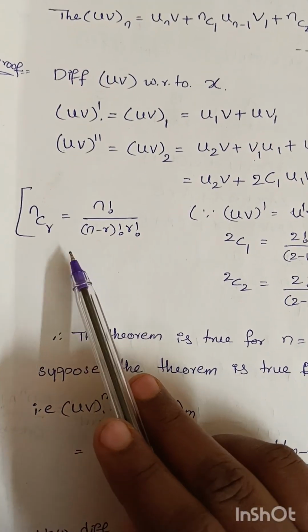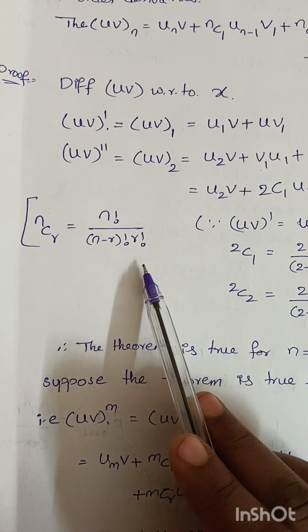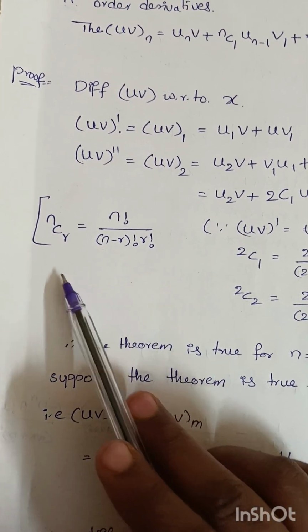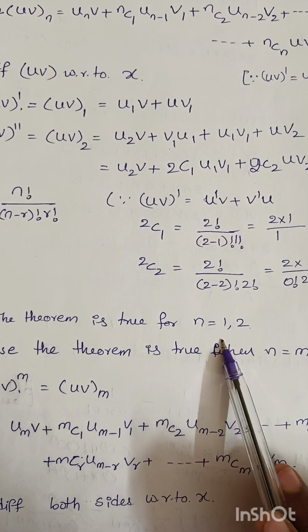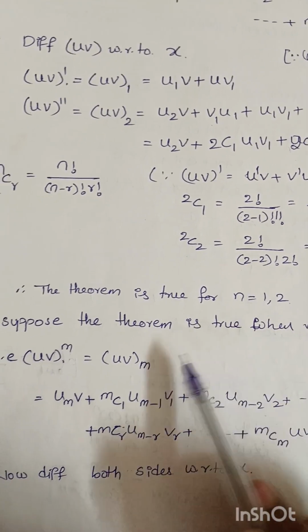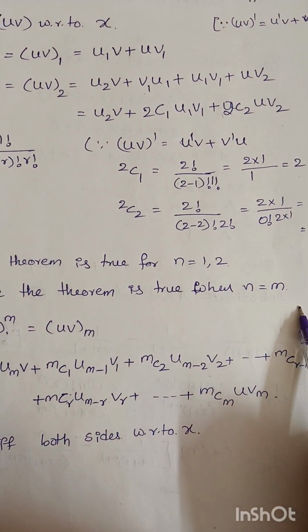Next, nCr means n factorial by (n minus r) factorial into r factorial. This is the formula for nCr. Therefore, the theorem is true for n equal to 1, 2. Suppose the theorem is true when n equals m.